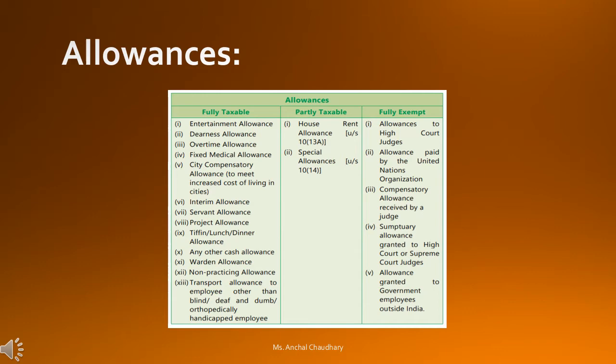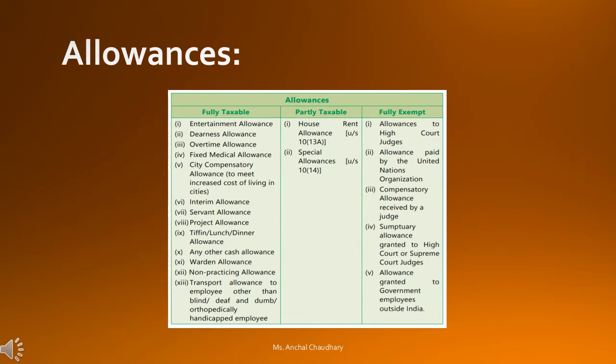Next is allowances, which are covered under the head salaries. Different types of allowances are given to employees by their employers. Generally, allowances are given to employees to meet their particular expenses, like house rent or expenses on uniform. That is for the betterment of the employees, a helpful gesture by the employer to their employees.